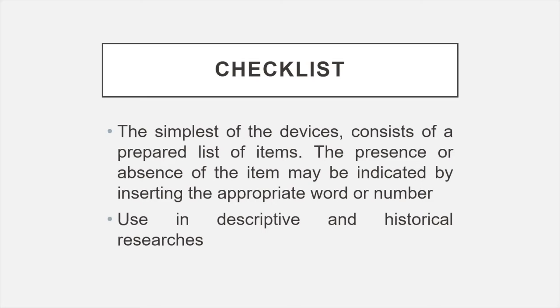Lastly is the checklist. It is the simplest of the devices and consists of a prepared list of items. The presence or absence of the item may be indicated by inserting the appropriate word or number. It is used in descriptive and historical researches.